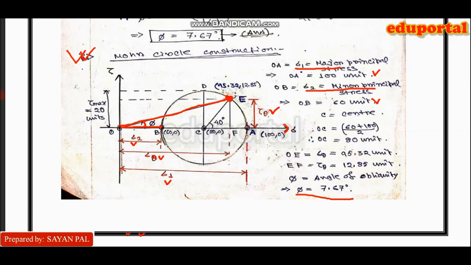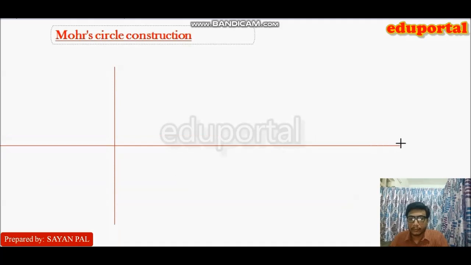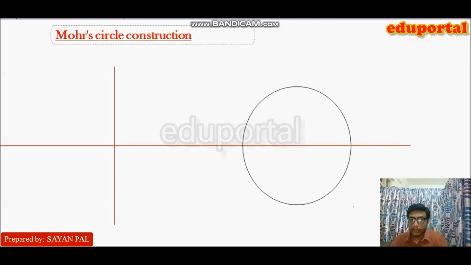Now we will see how to solve this problem by the graphical method, that is, the construction of the Mohr circle. What we will do first is draw the coordinates. So we have drawn the coordinates. Now we will draw the Mohr circle. How to draw?